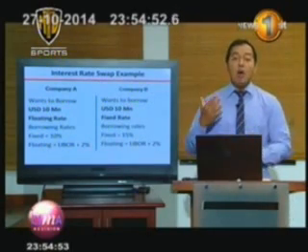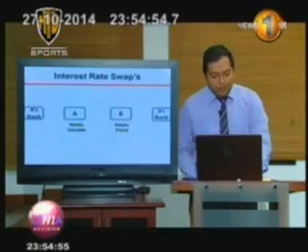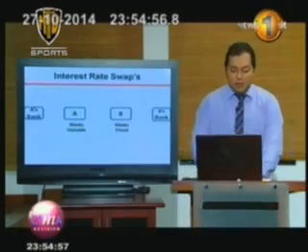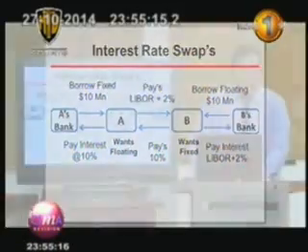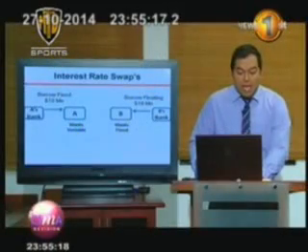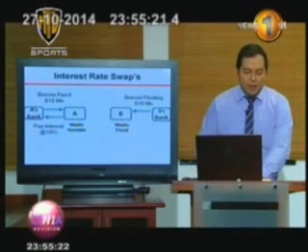Let's look at how this swap would work out. So, we'll go back to this slide. Obviously, it makes more sense if A were to borrow fixed. So A borrows from A's bank at a fixed rate, $10 million, and B borrows from B's bank at a floating rate, $10 million. But what is the problem? A wants variable, B wants fixed.